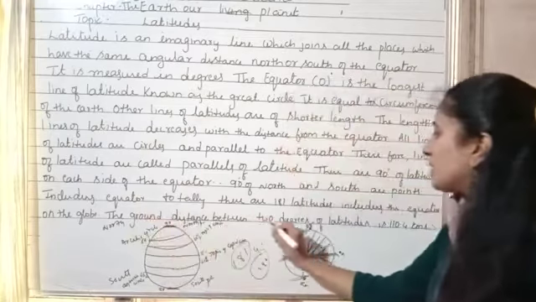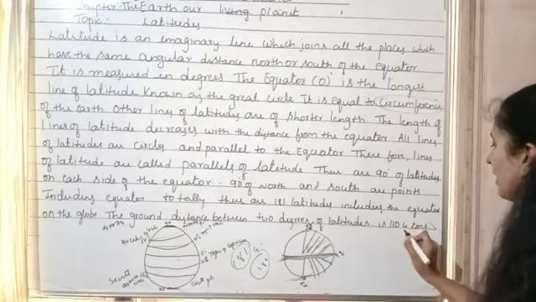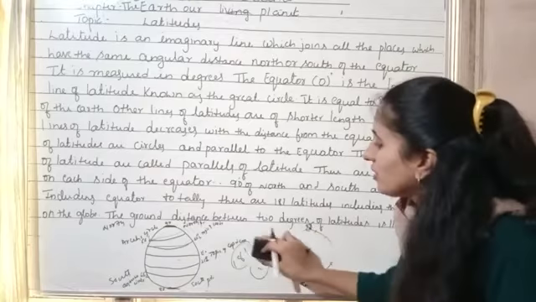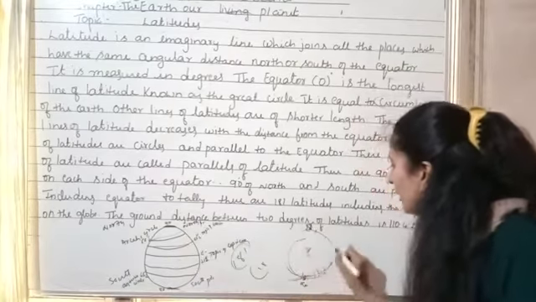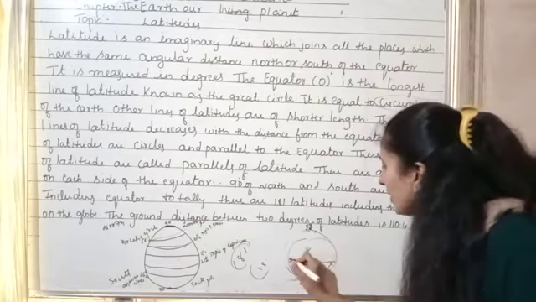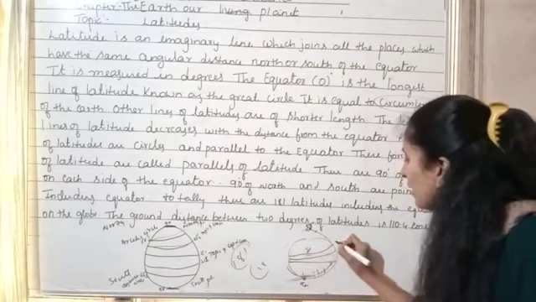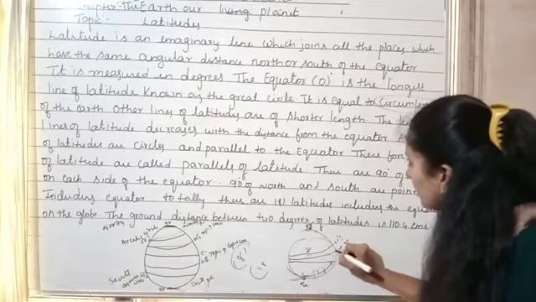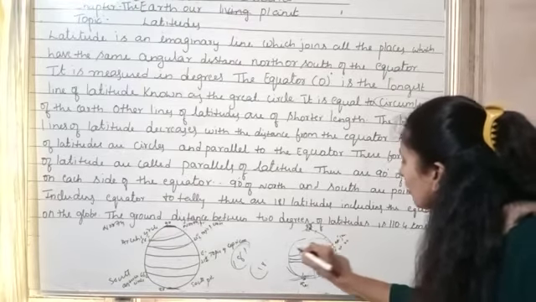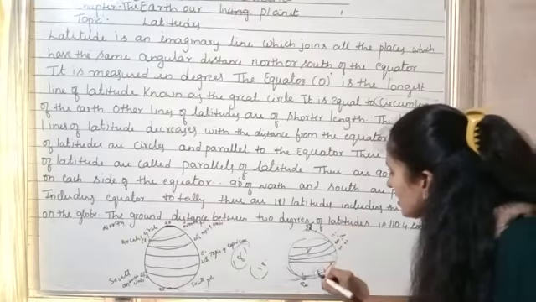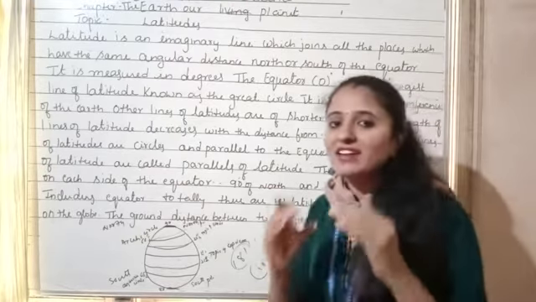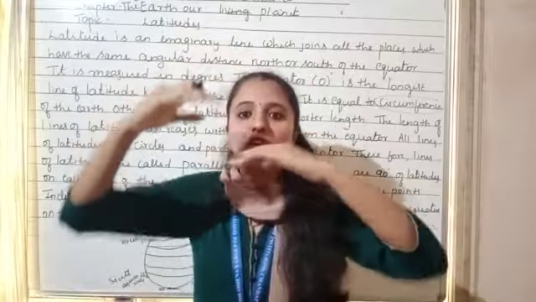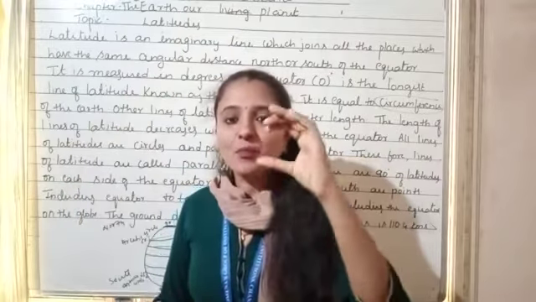The ground distance between 2 degrees of latitude is 110.4 kilometers. You have to understand this, children. In the diagram I have drawn here, after the equator I have not mentioned everything, only the few important ones. From here to here is 110.4 kilometers, and from here to here also 110.4 kilometers. Each and every latitude is 110.4 kilometers from the next.